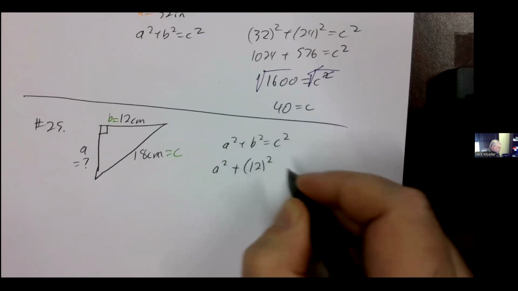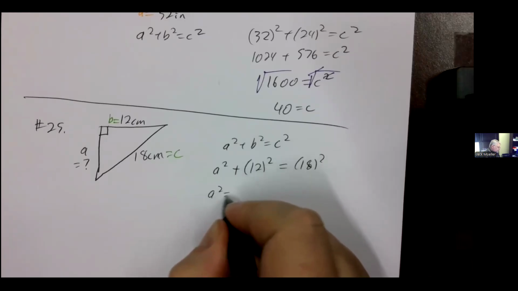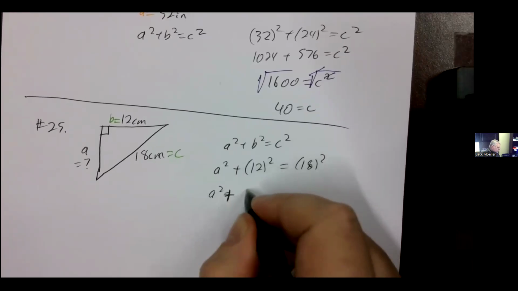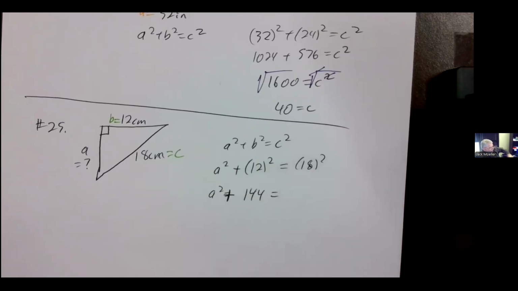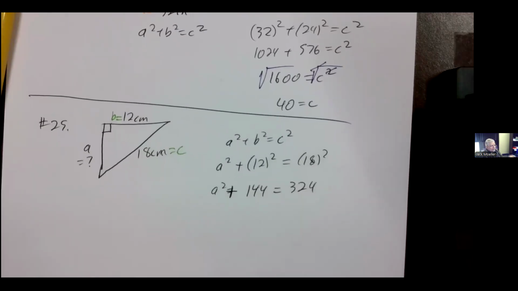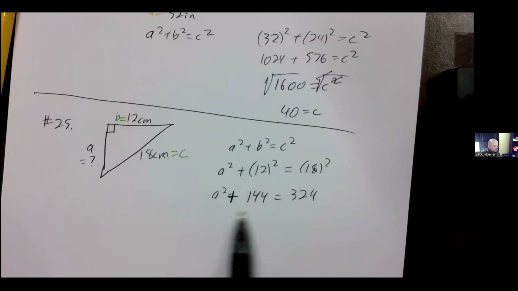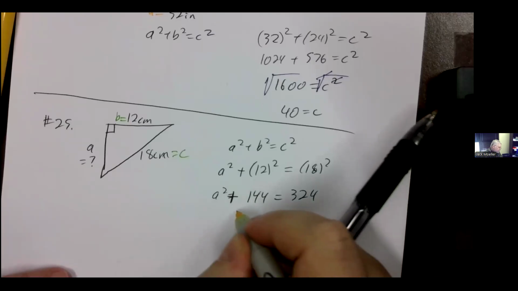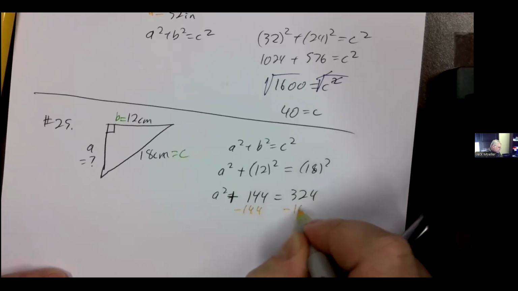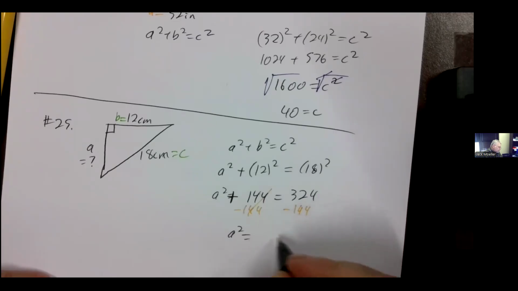Then b is 12. So we got 12 squared plus a squared equals c, which is 18 squared. So now you just do the arithmetic. 12 squared is 144. 18 squared is 324. So how do you solve for a? Well, don't take the square root yet because we can't take the square root unless the square term is by itself. The first thing we need to do, subtract that 144 from both sides. Okay, squared is, what is that?